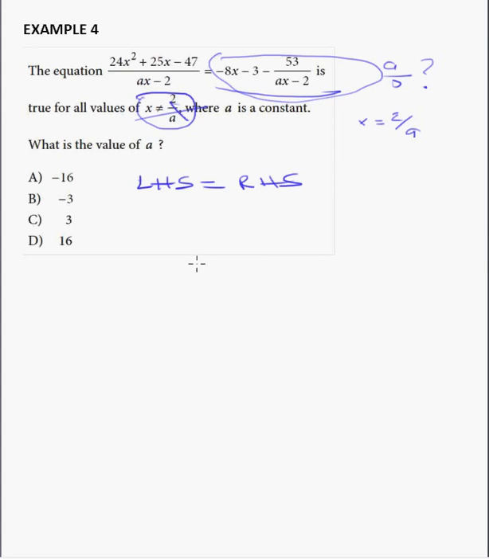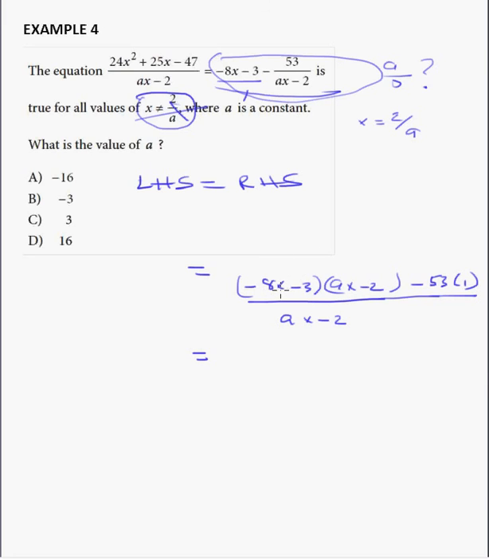So we already know how the left hand side looks. So let's express this. The left hand side is going to be equal to, we're going to take an LCM of ax minus 2, and this is this divided by 1. We take the LCM ax minus 2. So this will come inside here, minus 8x minus 3 times ax minus 2, and then minus this 53 times 1, right? So now let's go ahead and simplify this.